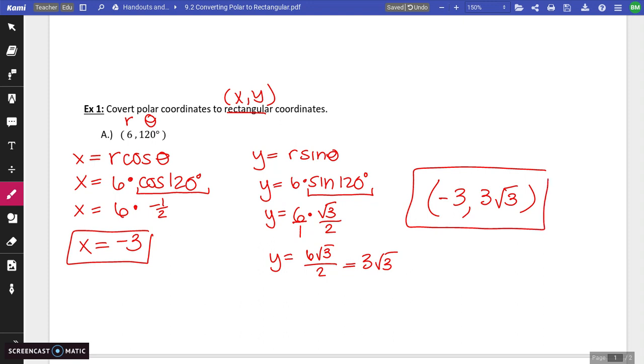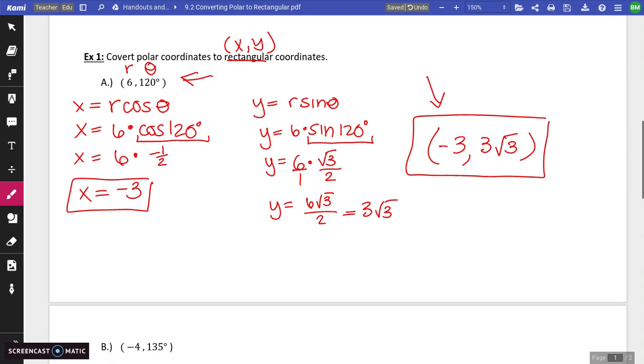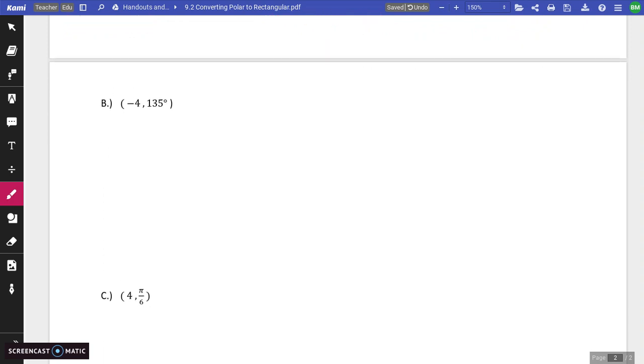If I could plot both of these and lay them on each other, so plot this point in polar and plot this point in rectangular, put them on top of each other, they would be in the same spot. That's what we're doing here, just converting the same point to a different format. Let's look at one more example together.